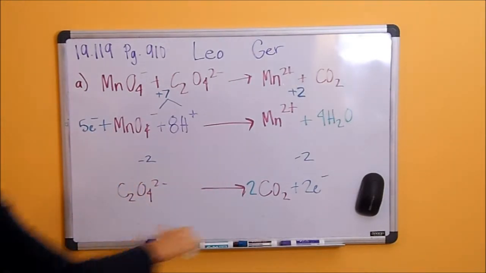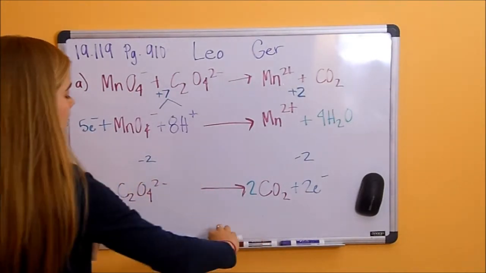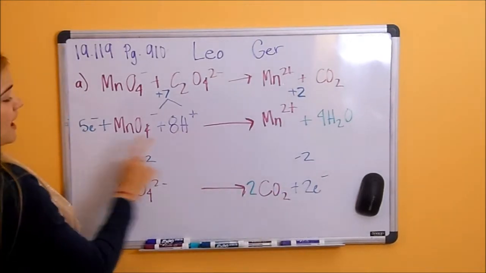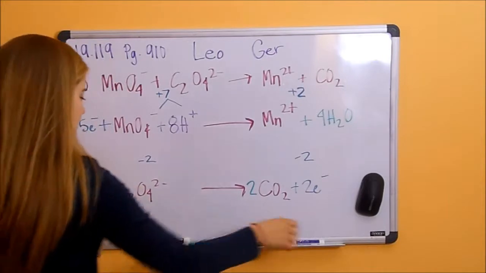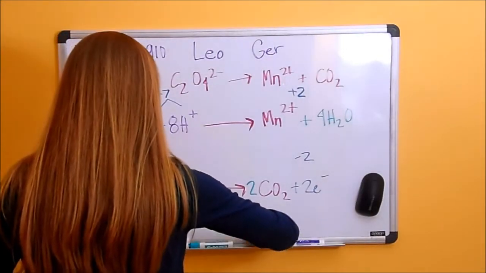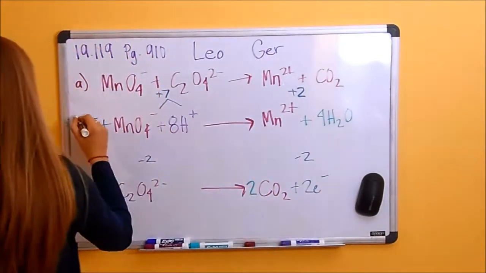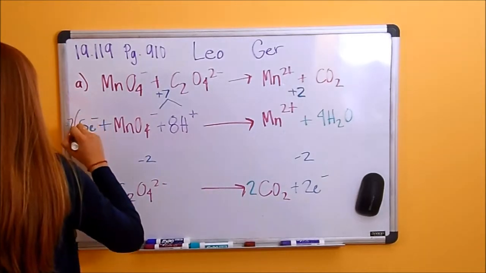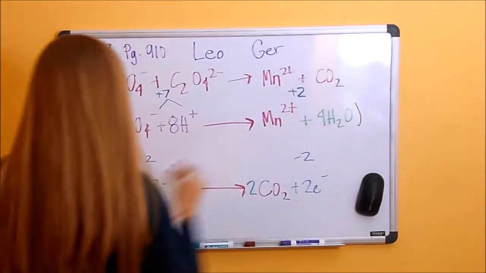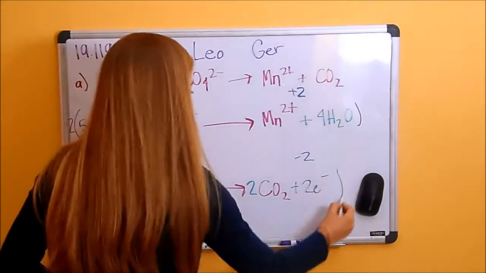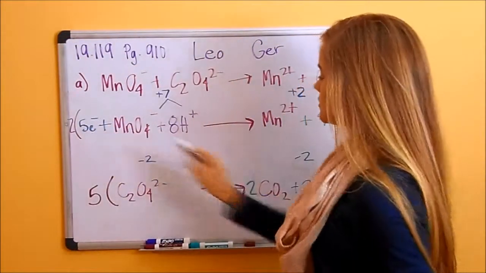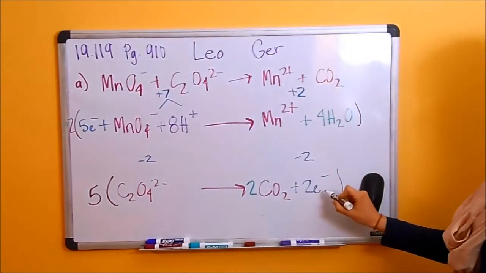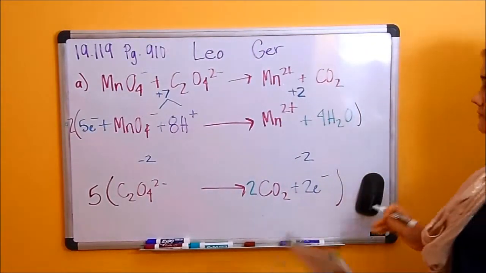So what we're going to do is multiply the entire equation so these values add up. We have 5 and 2, so the least common multiple of that would be 10. So I'm going to multiply the top one by 2, and then multiply the bottom one by 5. So now we're going to have 10 electrons on this side, and 10 electrons on this side, which is exactly what we want.